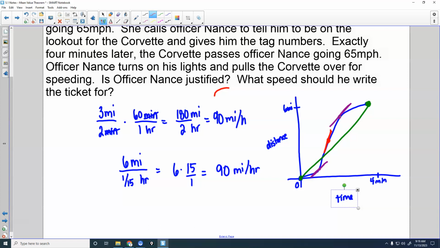So if I was Officer Nance, I would write the ticket for 90 miles an hour. And I think that if you could prove all of these facts for sure, this should hold up in a court of law and this person should have to pay their ticket. Now, I don't think that cops do this in practice, but I think that it would be justified if they did.